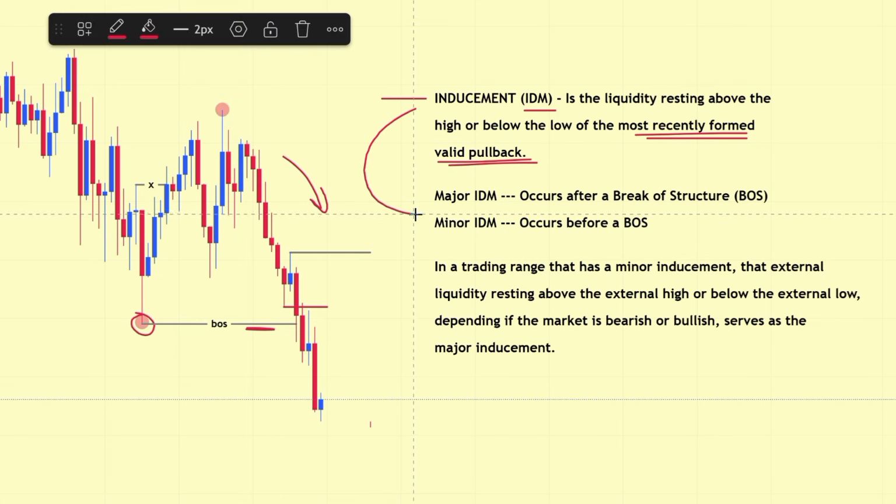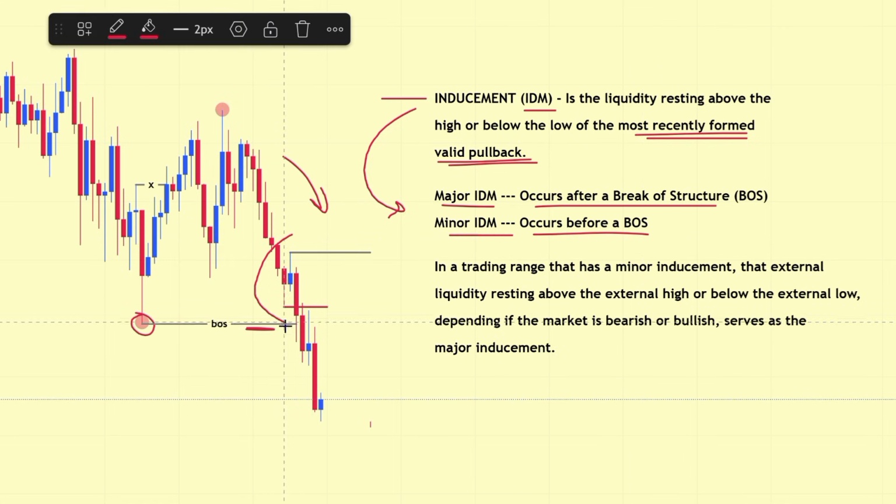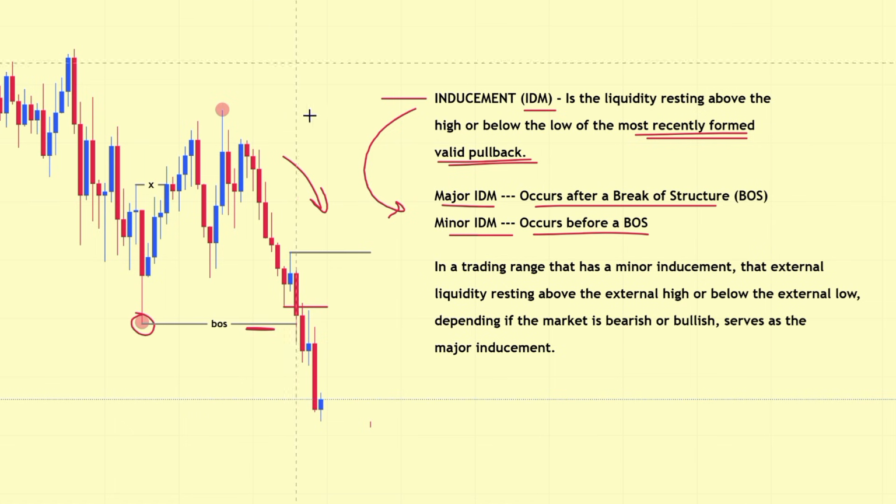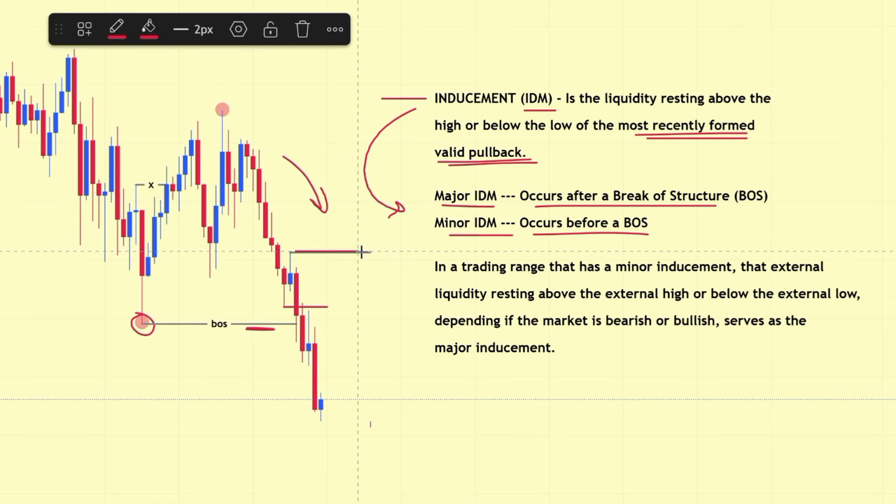There are two types of inducement, that is major inducement and minor inducement. You can clearly see exactly right here that a major inducement occurs after a break of structure and a minor inducement occurs before the break of structure. And we can clearly see that this one here was our recently formed valid pullback, and this here was the high, exactly right there.